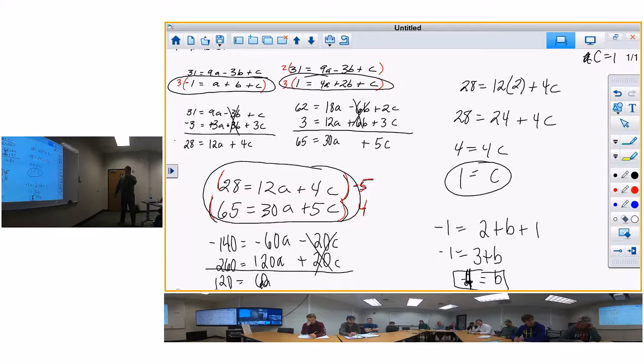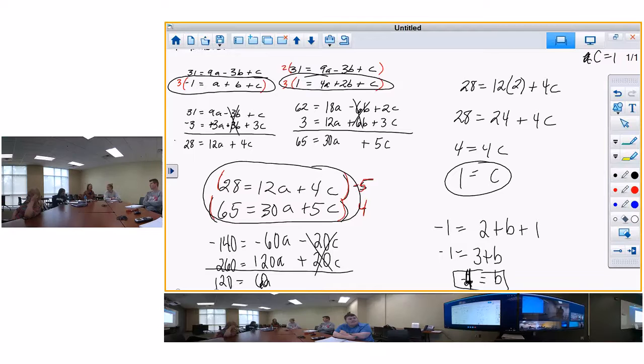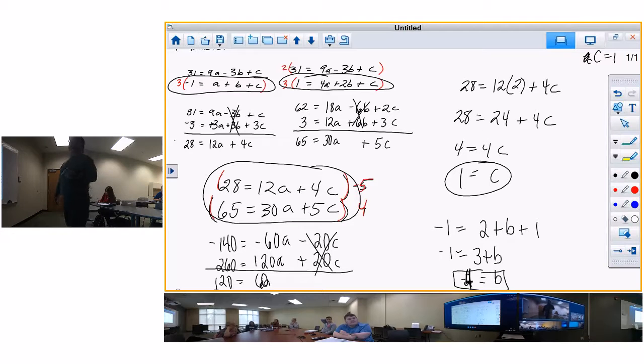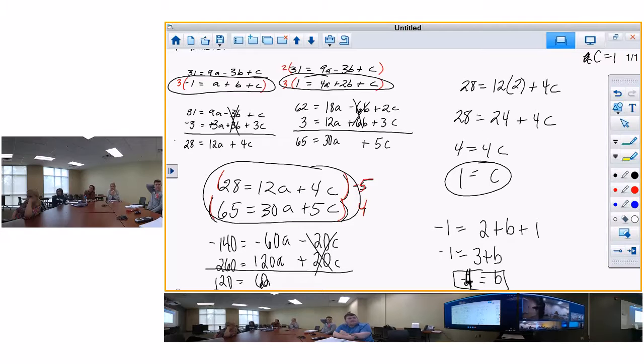I put it in right. Okay, I got it right. A's got to be 2. Yeah, something's wrong with A. I think your matrix was right, because I had this problem in my homework and I got it right.